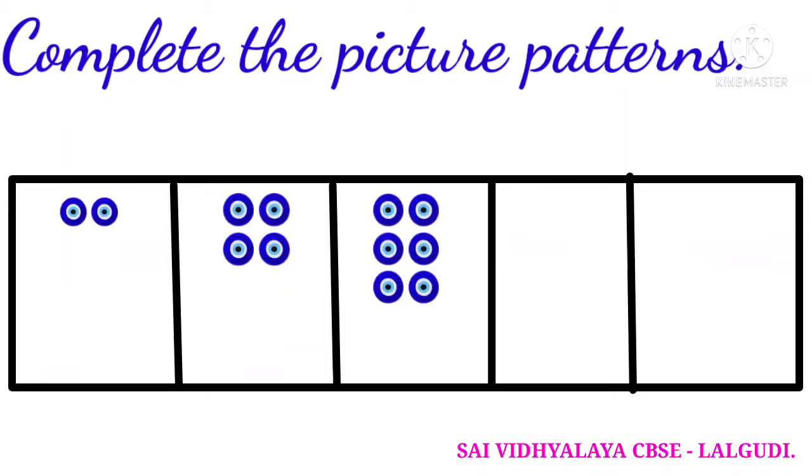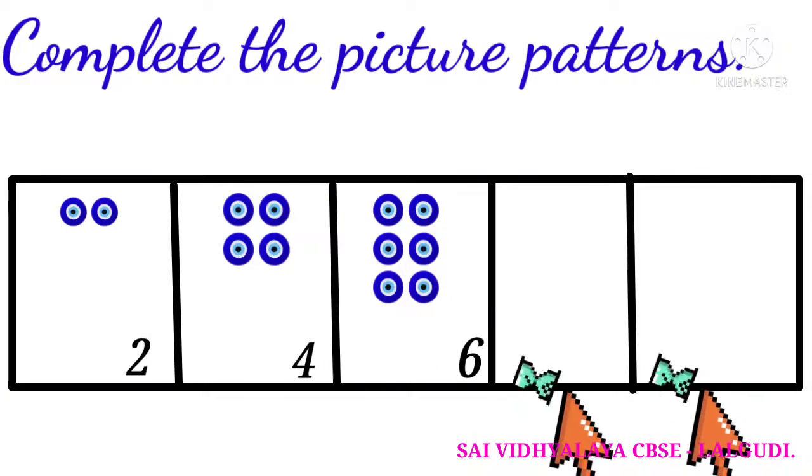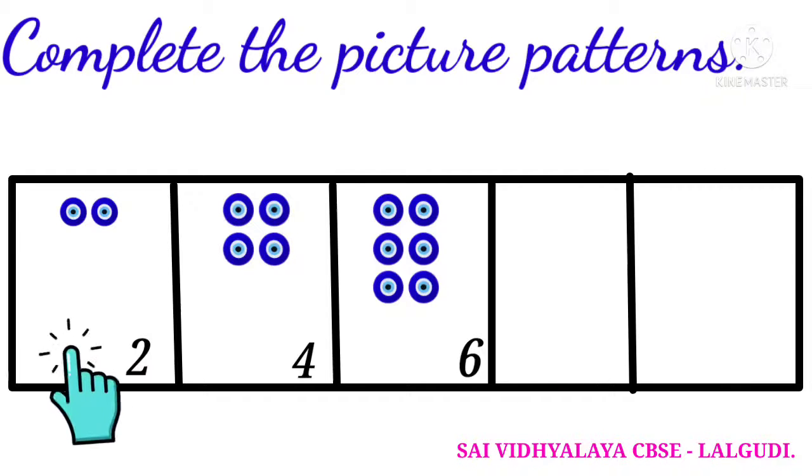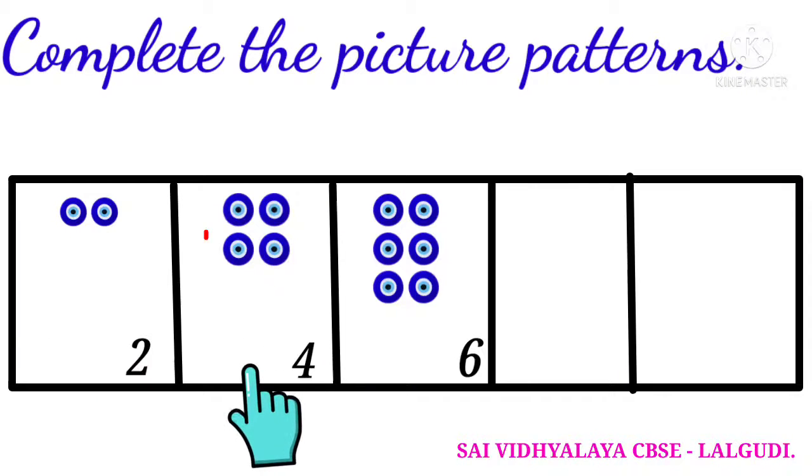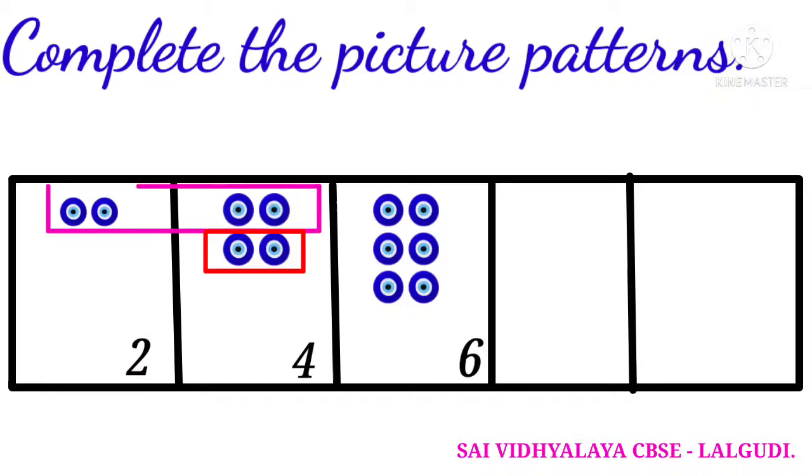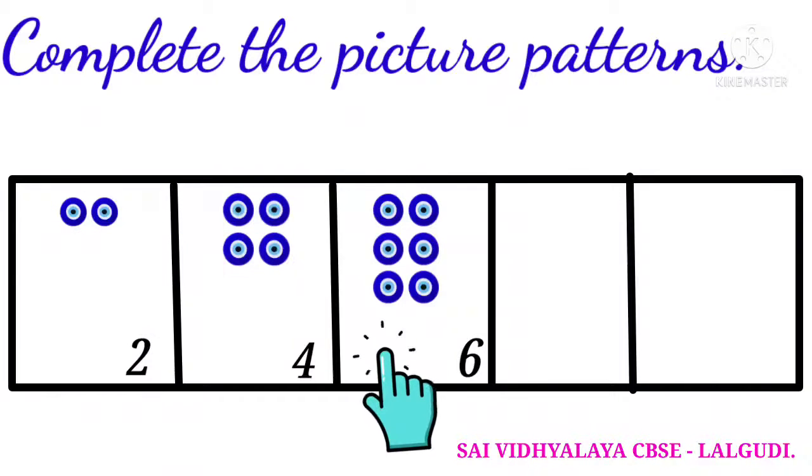Look at the next question. Here we have 2 beads. Next 4 beads and then 6 beads. And we have to complete these 2 blank spaces. Look at this. Here we have 2 beads. Next, we joined one more pair of beads with this and made it 4. Next, we joined one more pair of beads with this to make this 6. So, we have to join one more pair of beads again and again to complete this pattern.